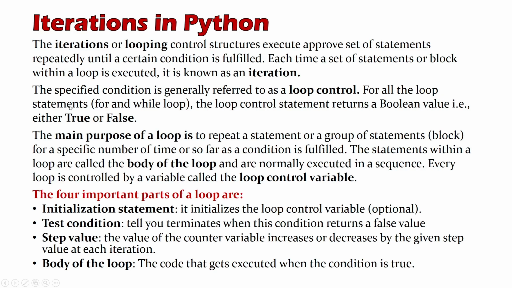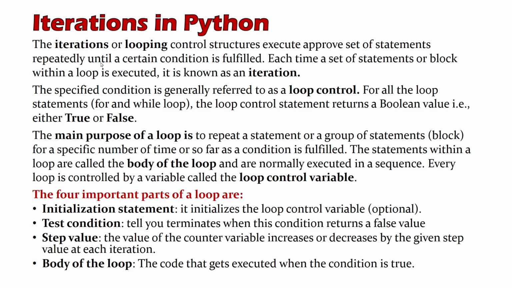For all the loop statements, for and while, the loop control statements return a Boolean value, that is either true or false. The main purpose of a loop is to repeat a statement or a group of statements or block for a specific number of times, or so long as a condition is fulfilled, that is, the condition is true. The statements within a loop are called the body of the loop and are normally executed in a sequential manner. Every loop is controlled by a variable called the loop control variable.